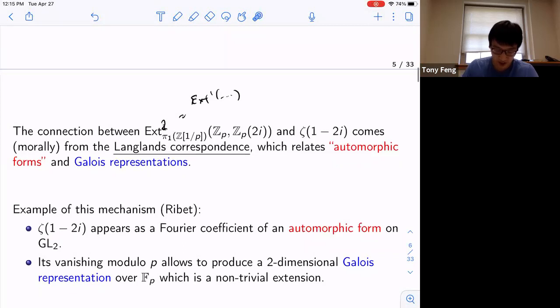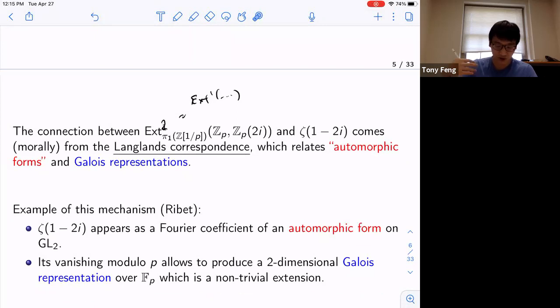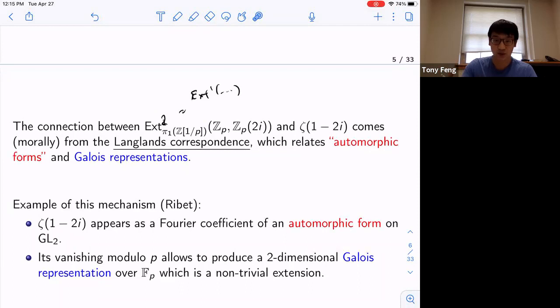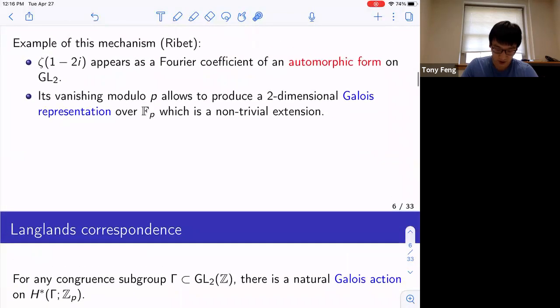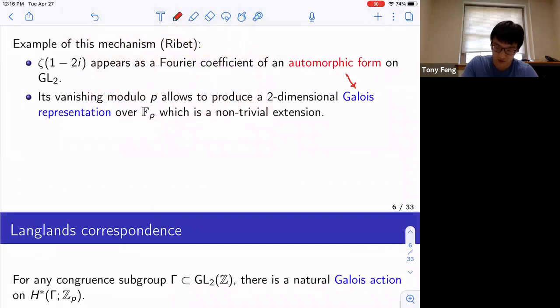Okay, so this is the kind of argument which one makes in general. Mazur-Wiles gave an enormously enhanced version of this to prove the Iwasawa main conjecture. I want to focus a little bit more on this mechanism, because this is somehow at the heart of this talk: the mechanism which allows you to extract Galois representations from automorphic forms.